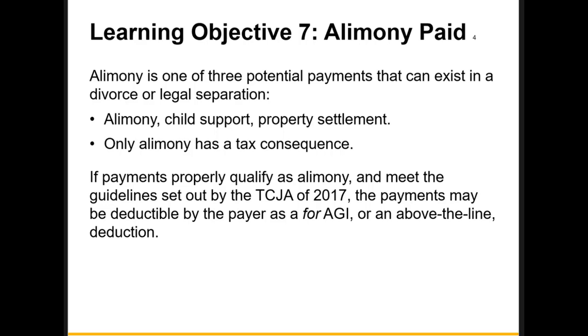And if you don't pay all that you are required to pay, the amount first goes to child support and then to alimony, only if you've covered all your child support. Okay? So, all that said, if it qualifies as alimony, it is a for AGI deduction for the one that pays it, and it's included in AGI for the one receiving it.